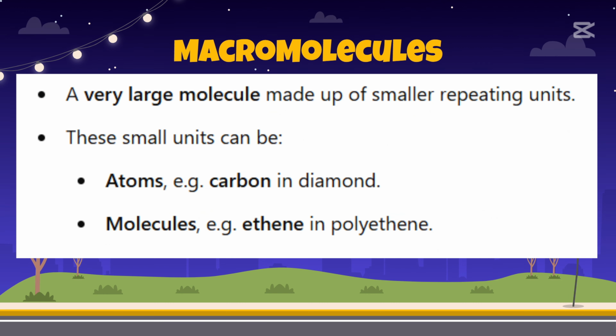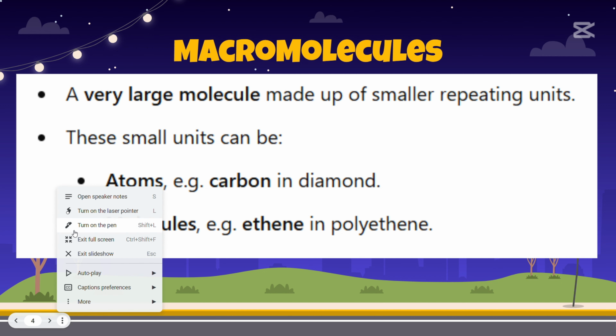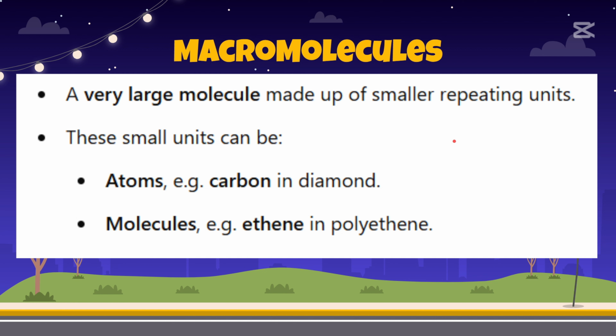Now continuing to macromolecules, as I said earlier, macromolecules are large molecules made up of different smaller repeating units. So these molecules have smaller repeating units that are joined together to make the large macromolecule. An example, I believe you would have done this in grade 9, right? An example being the carbon in diamond. As we know, carbon in diamond has a tetrahedral structure. It's joined to 4 other carbon atoms, right?